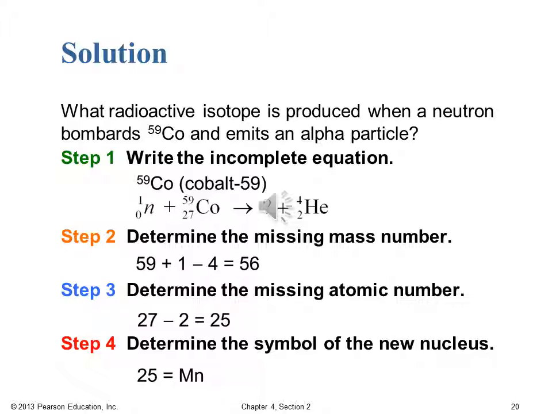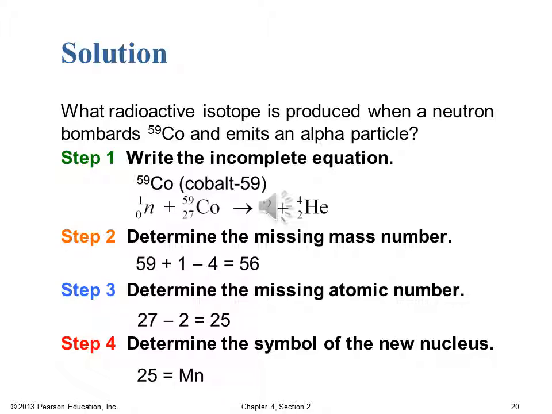So in step 2, we're going to find the mass of the unknown element that we're creating. On the left-hand side, we have a 1 for the mass of the neutron, 59 for the mass of the cobalt, so that's a total of 60. On the right-hand side, we already have a mass number of 4 due to the helium nucleus, the alpha particle. So when we subtract that out, we know that the other element we produce is going to have a mass number of 56.